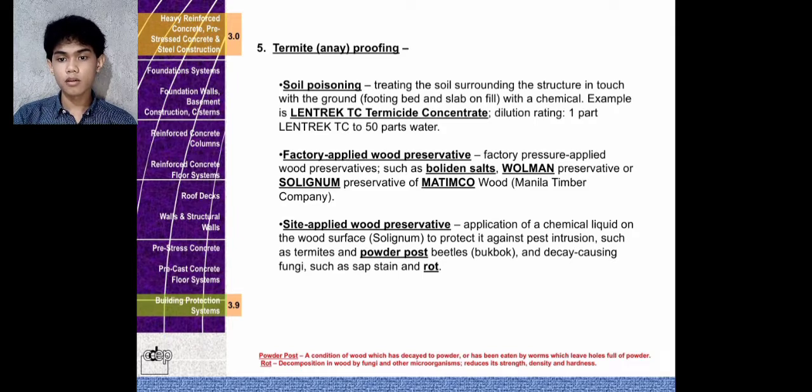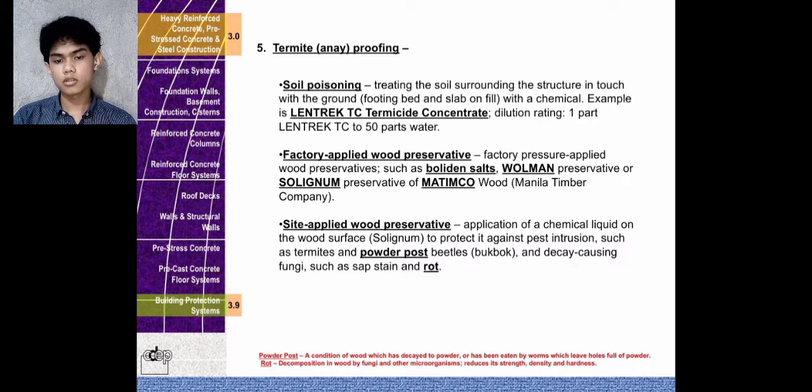Factory applied wood preservatives: factory pressure applied wood preservatives such as Boliden salts, Wolman preservatives or Selignum preservatives of Manila Timber Company. So this is basically just wood preservatives applied in the factory.